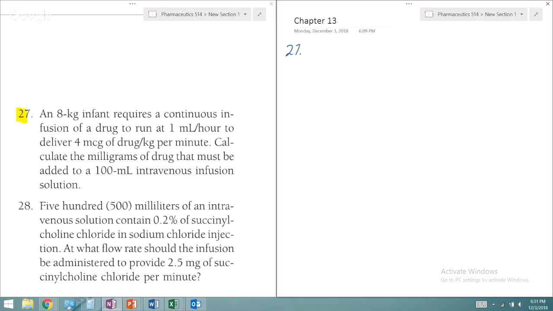So we're gonna go to 27 because that's where I left off. We went through all of 24. So an 8-kilogram infant requires a continuous infusion of a drug to run at 1 milliliter an hour and to deliver 4 micrograms of drug per kilogram per minute. Calculate the milligrams of drug that must be added to a 100 ml intravenous infusion. So we are talking piggyback.